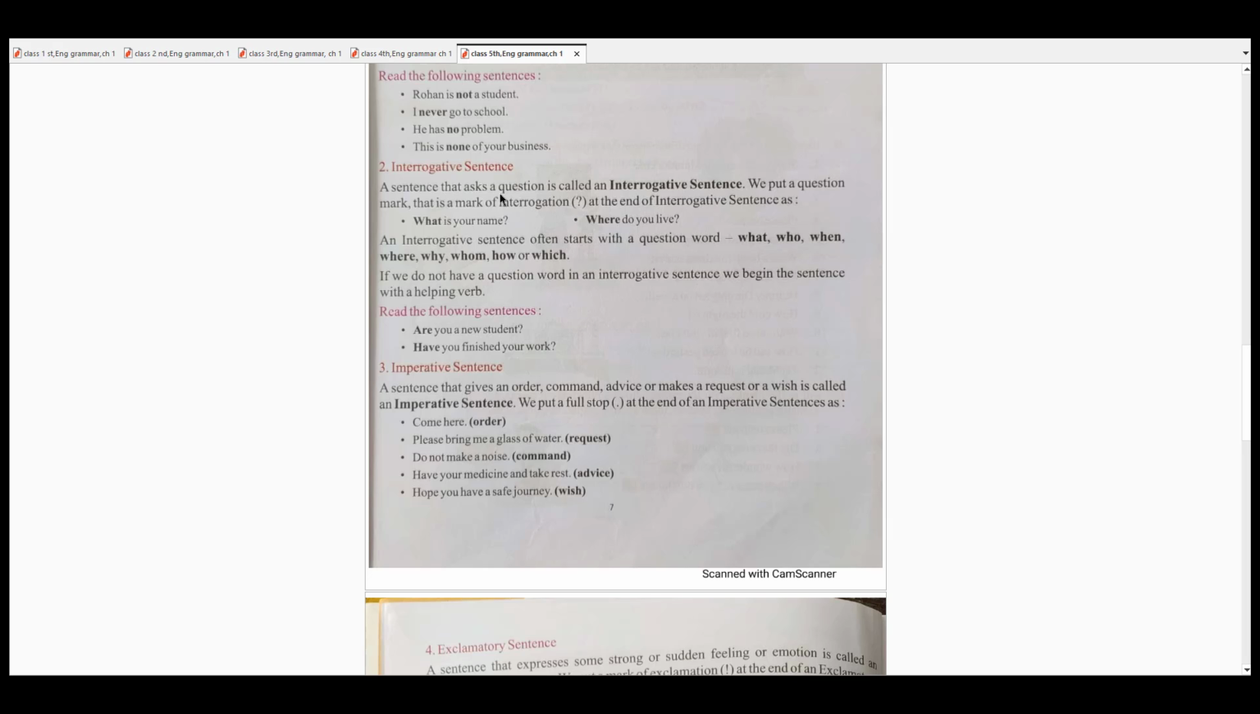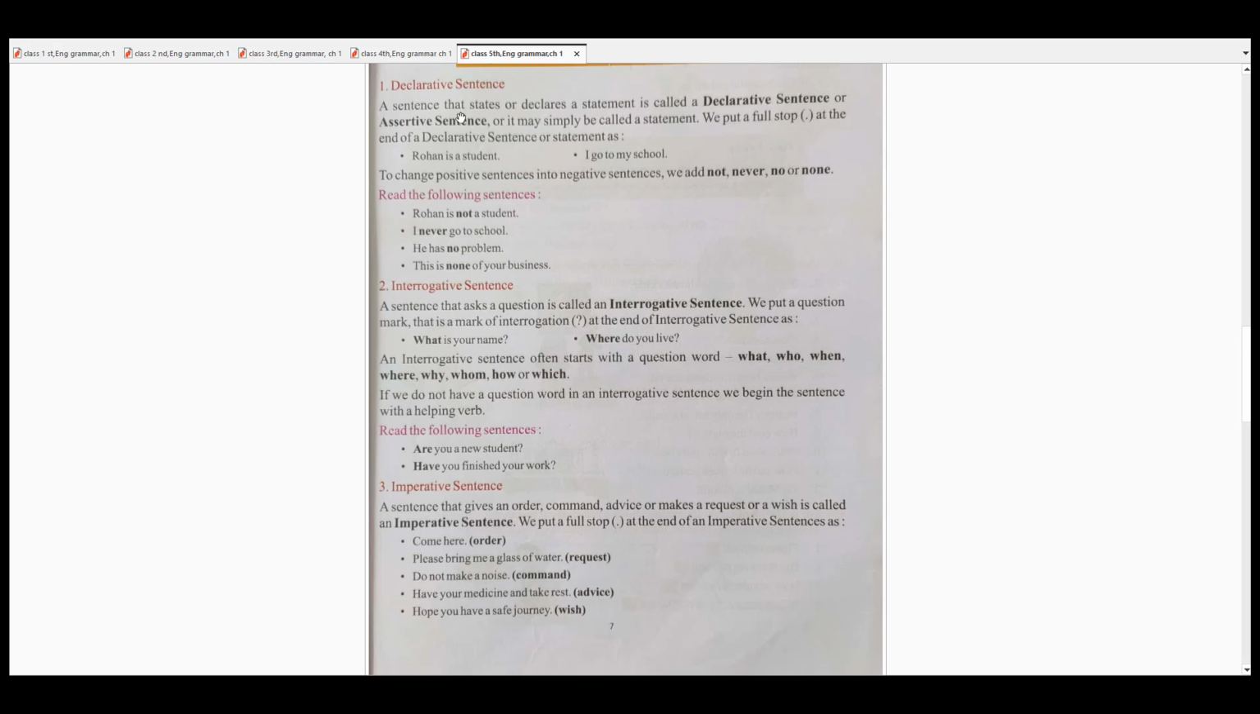Therefore, जो भी question वाला sentence होगा आपके पास, that will always be an interrogative sentence. What is your name? Is an interrogative sentence. Where do you live? आप कहाँ रहते हो? Is also an interrogative sentence. If someone asks you or you are asking someone where do you live, then you are asking him an interrogative sentence.